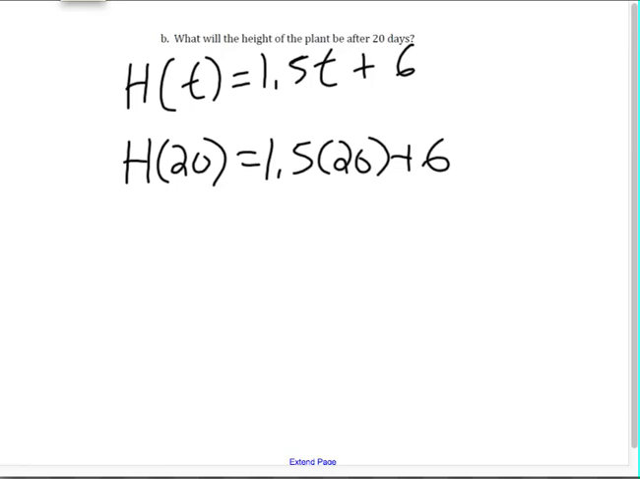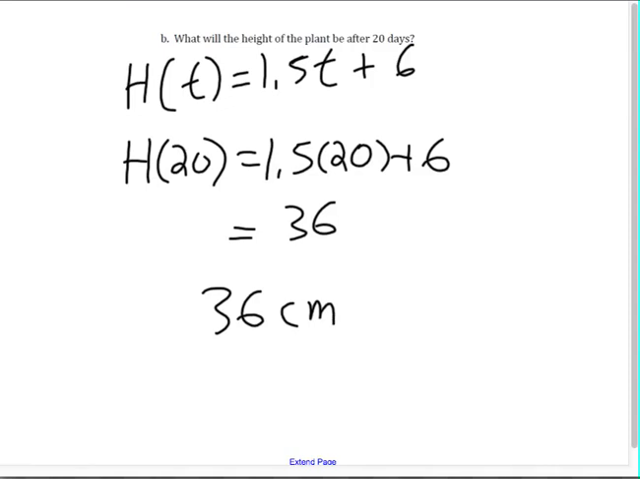So what is, and that looks like 26. That should not look like that. My zeros tend to look like 6's, shame on me. Right, so what does this evaluate as? 1.5 times 20 plus 6 is 36. Am I done? No! 36 centimeters. Okay, so that's the answer for B.